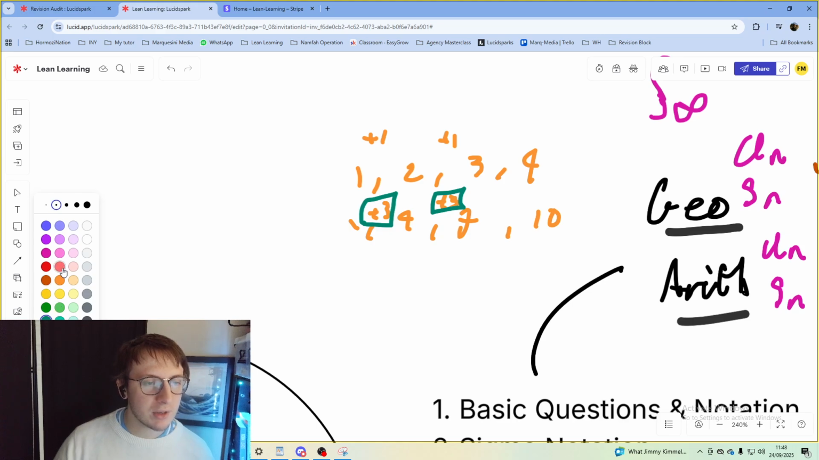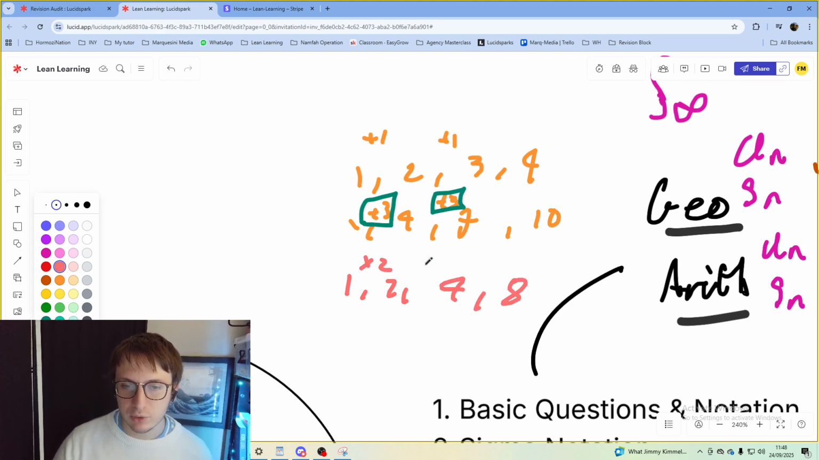Now, in terms of geometric sequences, this is where we have the ratio. 1, 2, 4, 8. We're multiplying by 2 each time. Does that make sense? This is our common ratio. This is the thing that connects it. This isn't hard, right?